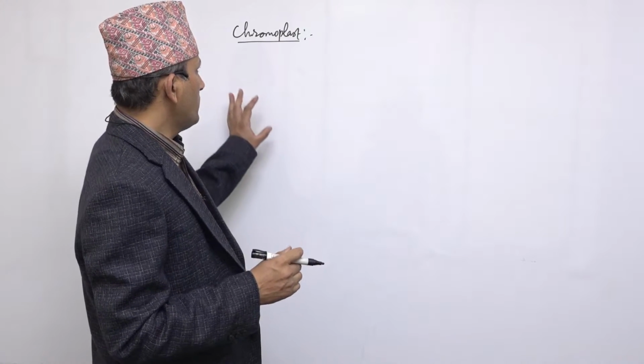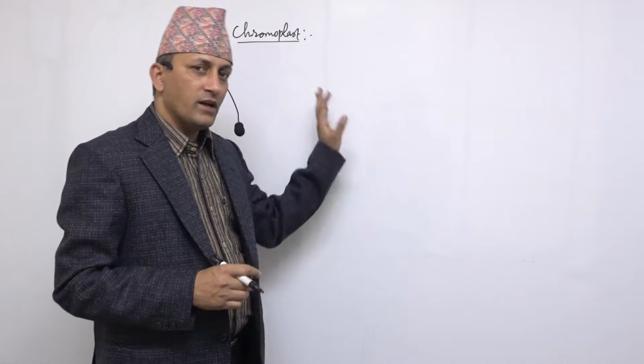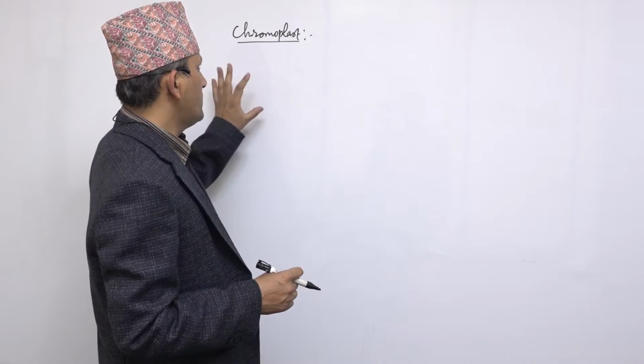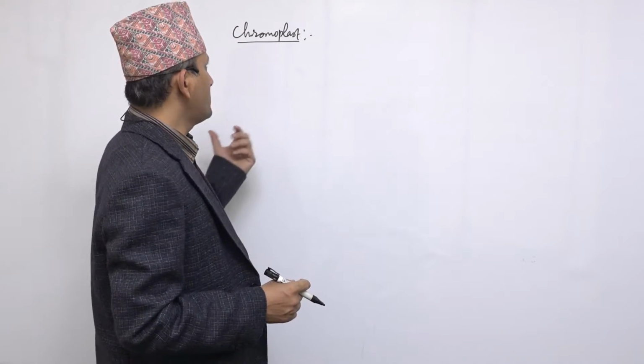So now I'm going to talk about the chromoplast. What is chromoplast? From the classification of the plastid, you can understand what is chromoplast. It's a type of plastid. But what type of plastid is called chromoplast?